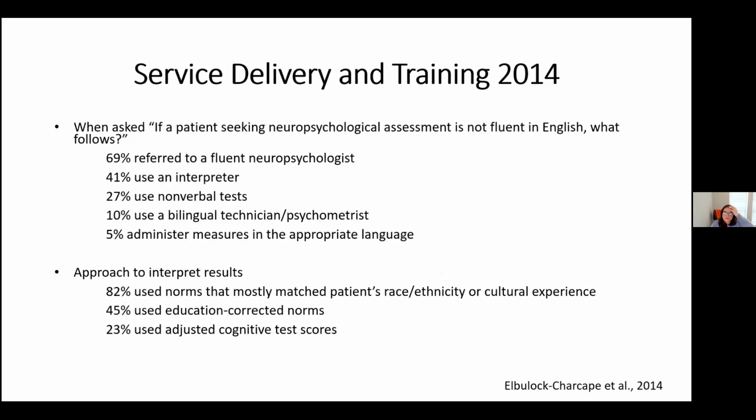So part of it is also the responsibility of diversifying our field and being prepared and having that infrastructure to be able to then provide these services, right? It's not just the interpreters, it's all the processes in place and the intentionality that goes behind that and the consistency of that within the system and the structure. 41% use an interpreter, 27% use nonverbal tests, but we've talked about that also having its drawbacks. 10% use of bilingual technician or psychometrist, which can definitely be increased. And 5% administered measures in the appropriate language.